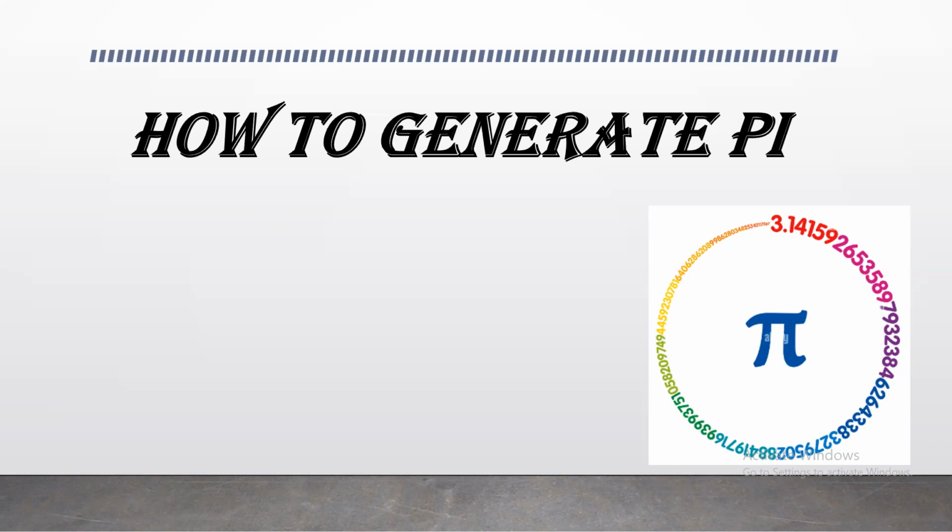Today we will discuss how to generate pi, and before moving on to how to generate pi, we will think about the number pi itself. The value of pi is 3.14159653 up to so on. So basically this is an irrational number. And how do we come to know this is an irrational number?